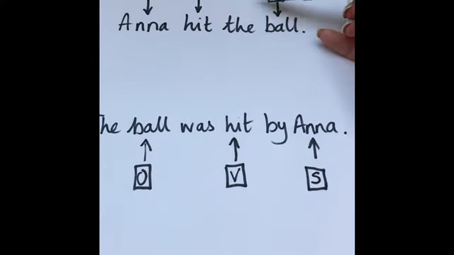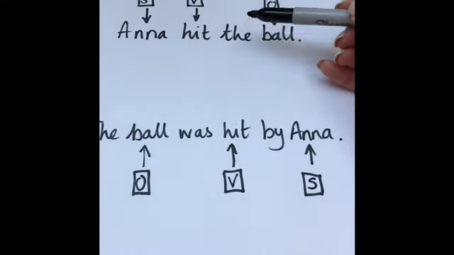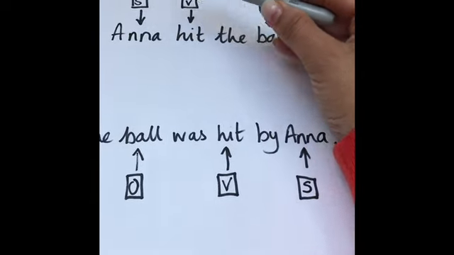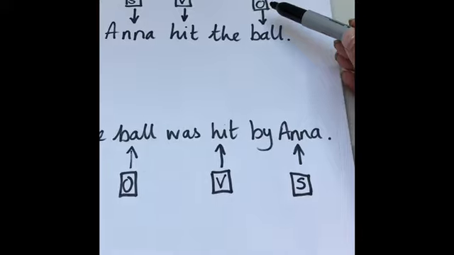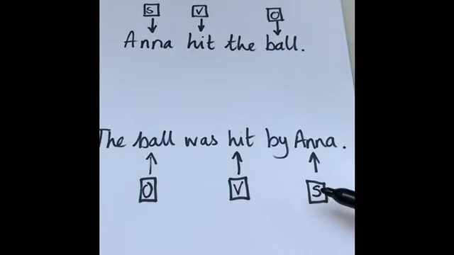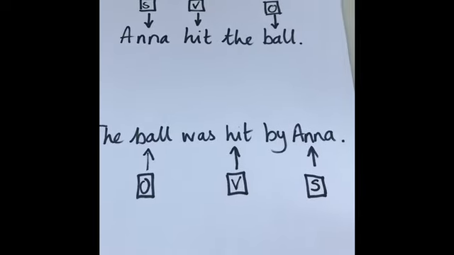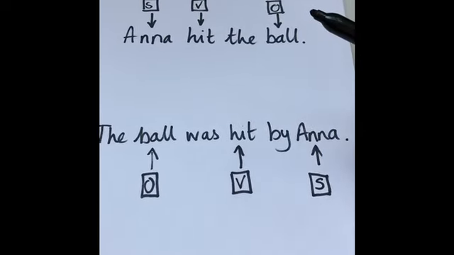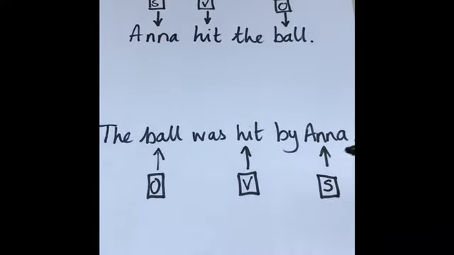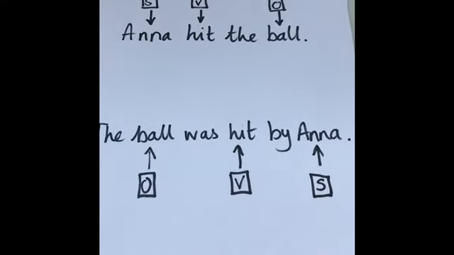So what happens from the active to the passive is in this active sentence we have subject, verb and object. And in this one we have object, verb and subject. So on my next shot I'm going to show you some active sentences which you need to label and then create passive sentences from them.